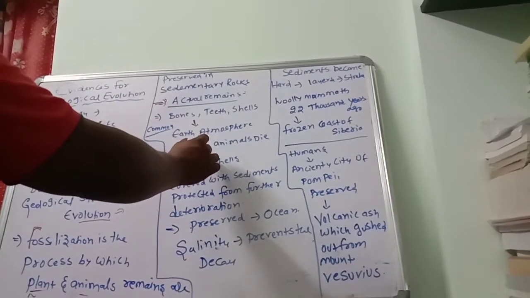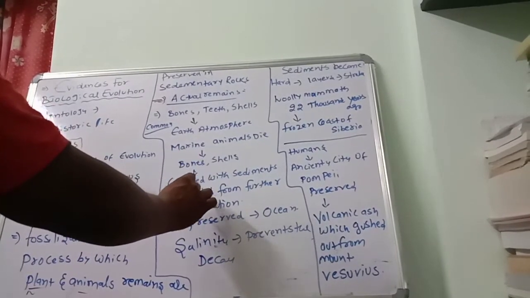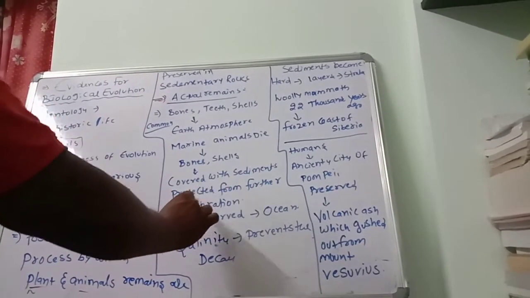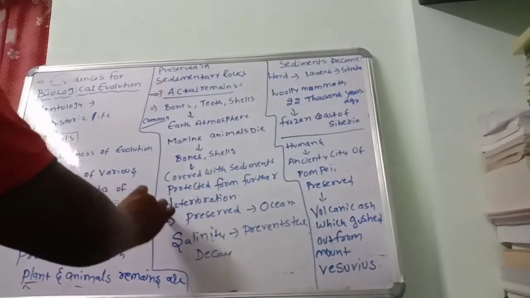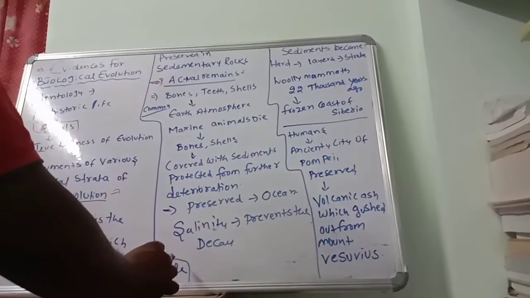Not only that, some marine animals die. Suppose those animals' bones and shells are covered with sediments, protected from further deterioration. Sedimentation takes place. The next one: preserved in the ocean.